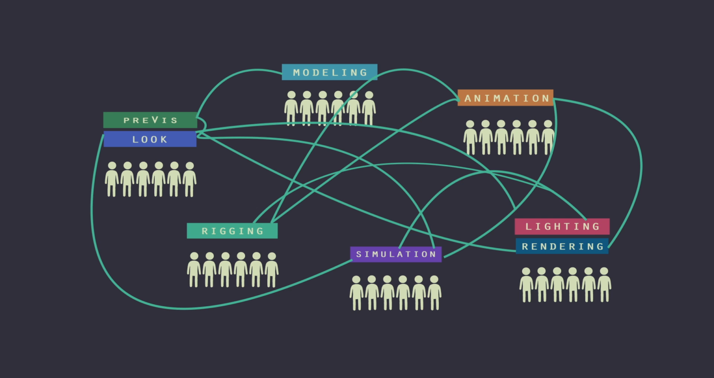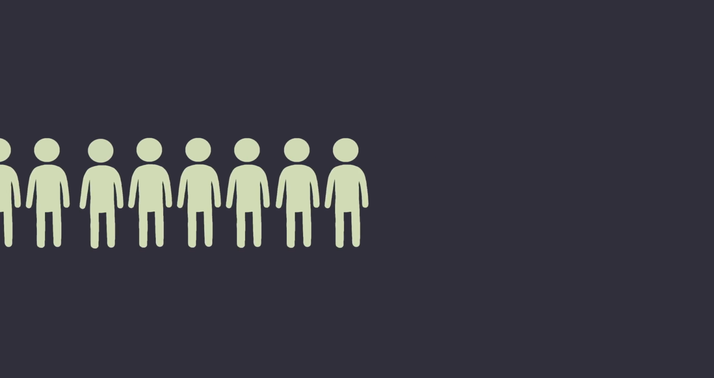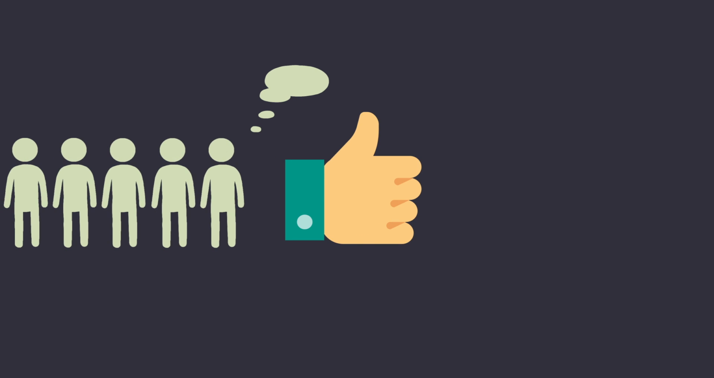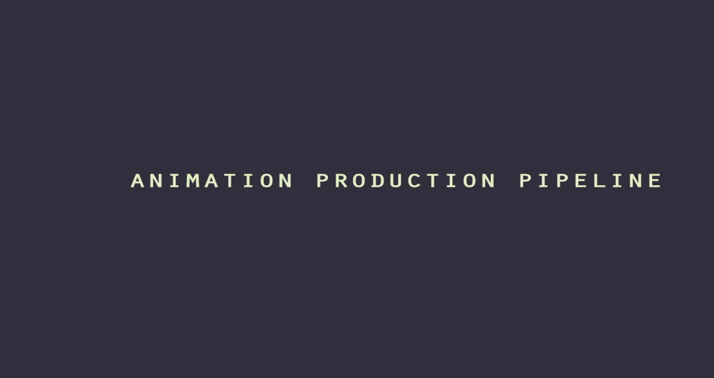The pipeline may not always be linear, and sometimes departments have to send files back and forth. But these departments all work together to help foster an idea and make it into a reality. And that's what makes up the animation production pipeline.